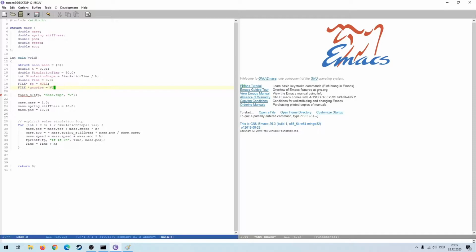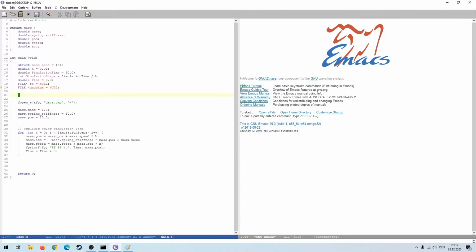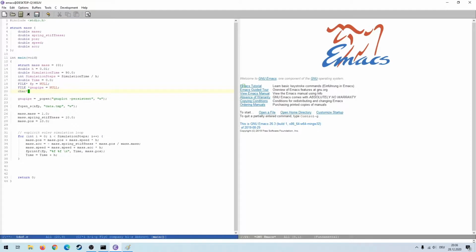So let's create another file pointer, and what we are going to do with that file pointer is create a pipe. We're going to use popen or underscore popen, of course, because I'm on Windows, and we're going to use that pipe to send a stream of input to GNUplot. I have GNUplot installed on my PC. I'll probably make a video about how to use or set up GNUplot in a different video, but for now that's all you need to know.